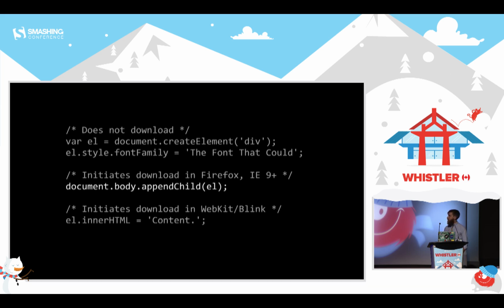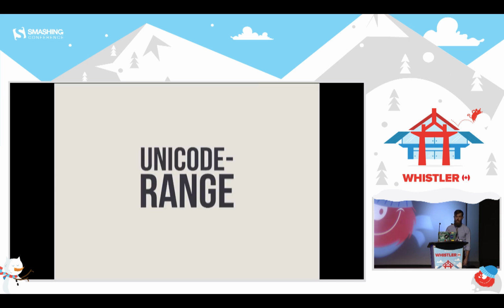And this is what it looks like in JavaScript, to describe the process. We create a div, we assign our font family, we append the div to our document body, which initiates a download in Firefox and IE9. And in WebKit and Blink, we have to actually set the inner HTML on the element before the download will be triggered. So another tool that we can use to further restrict the case in which the font will download is unicode-range.